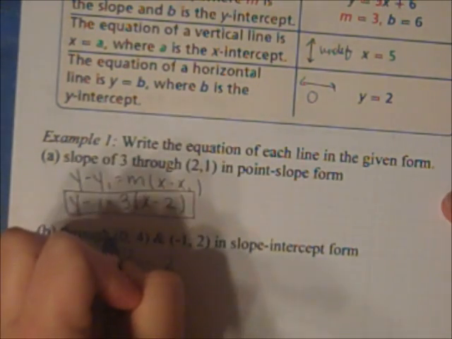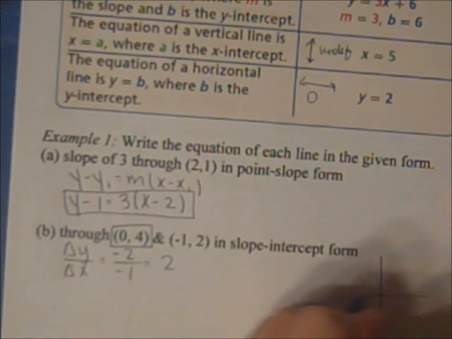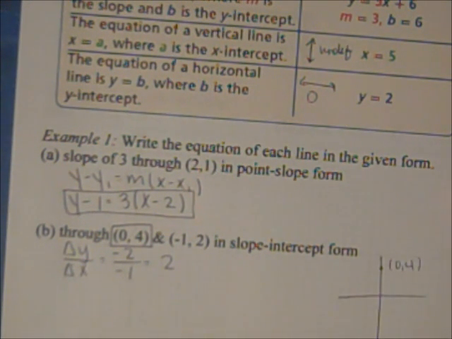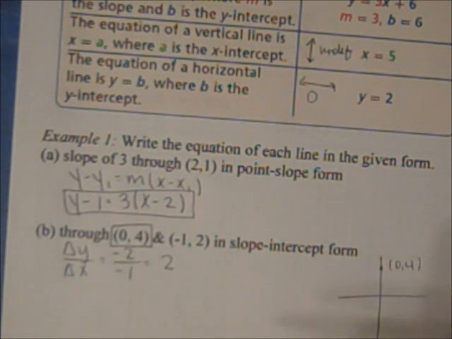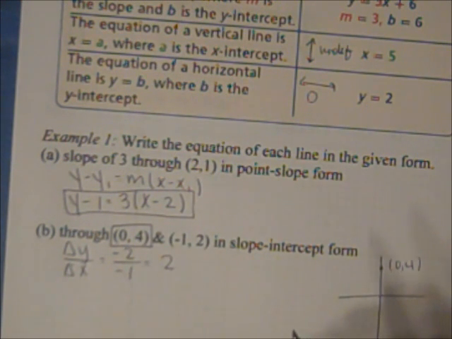You can kind of cheat with this one because you notice that this 0, 4, that is your y-intercept already. So you could go ahead and use slope-intercept and plug it on in if you wanted to do that. I'm going to go ahead and show you the full way out just in case they don't give you the intercept on any of the other ones.